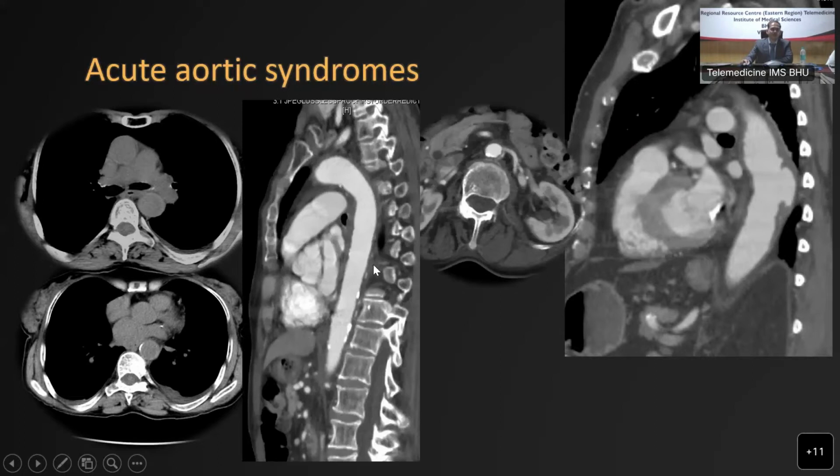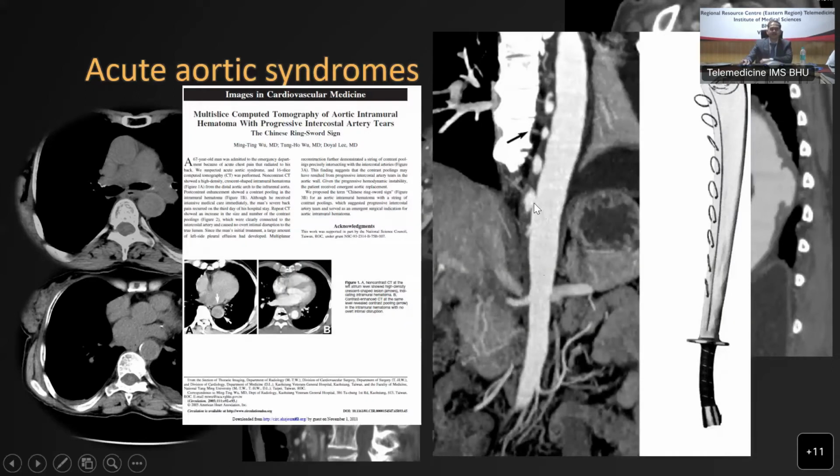All these little dots are basically tiny little pseudoaneurysms at the ostia of the branches coming from the aorta at this level. When they are large, like in this case, it is called the Chinese ring sword sign. I don't know why anybody would put rings on a sword, but apparently people do. It gives a better grip for the sword.